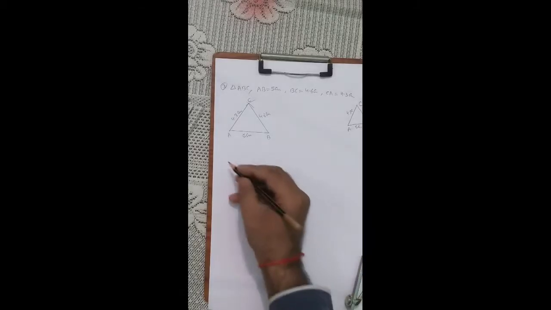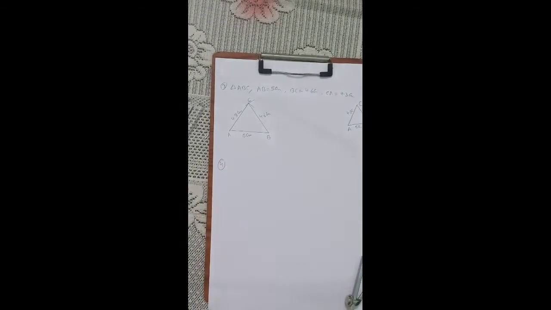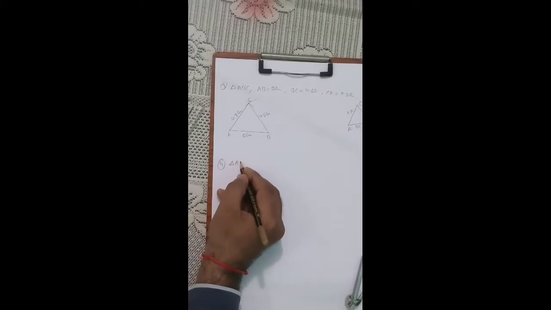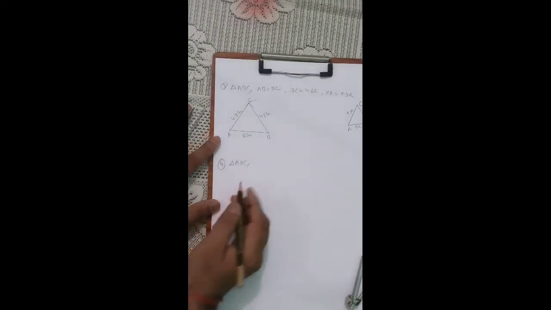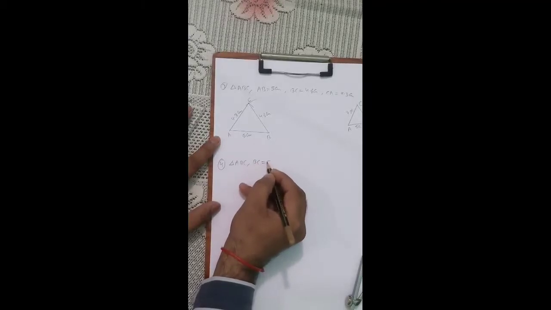Now we are going to learn another type of triangle in which two sides and one angle are given. See, suppose there is triangle ABC in which BC is equal to 5 centimeter.